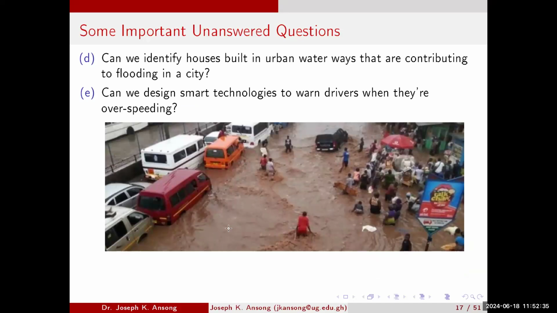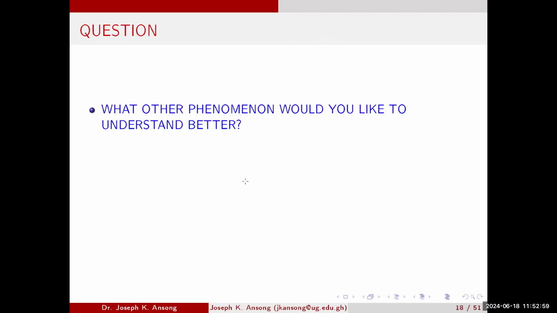Okay, there's perennial flooding in the city. Can you identify houses built on urban waterways that are contributing to the flooding in the city? And can you design smart technologies, for example, to warn drivers when they are overspeeding? All right. Is there a way to design something within a vehicle that will sort of warn drivers to reduce their speed? Okay.